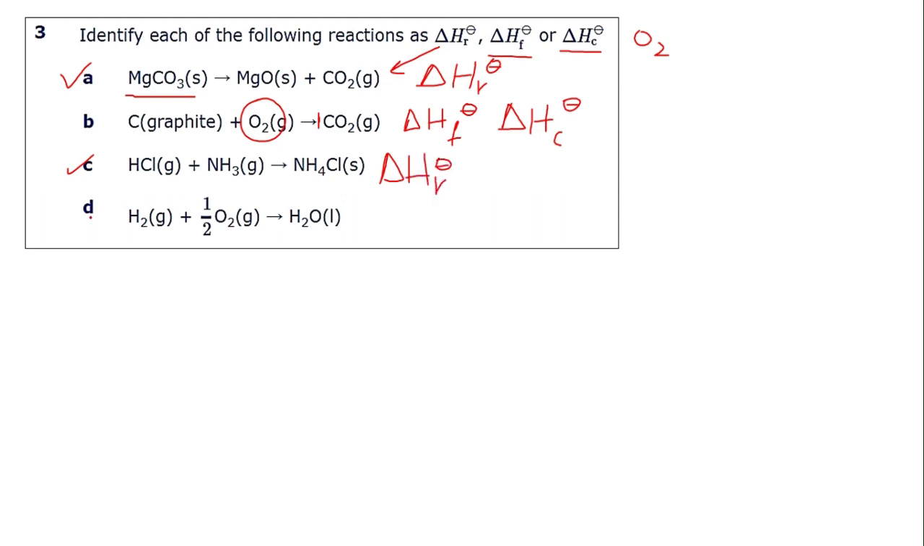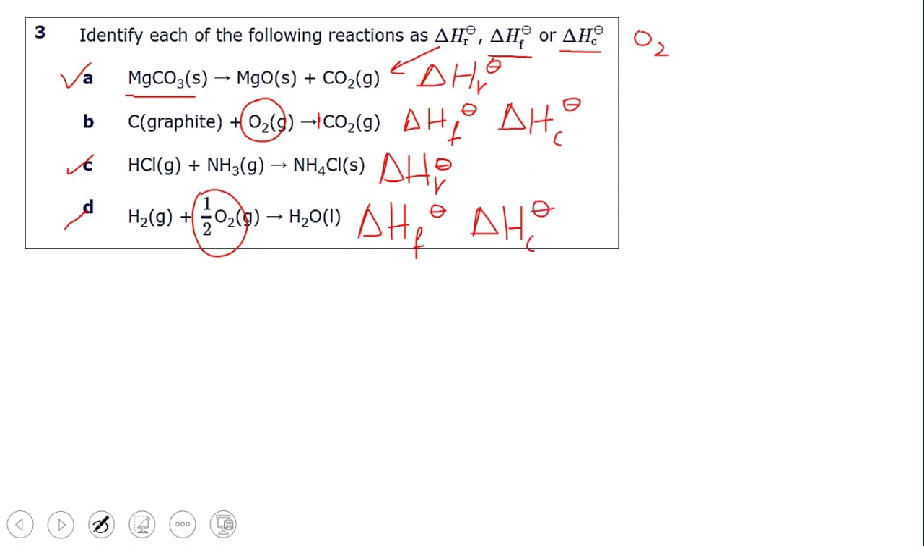If we see the next one, D, you can easily identify we have the hydrogen element, just one element. We have 1/2 oxygen, again an element, and it is producing 1 mole of product. So yes, it is delta HF, delta H formation. It also includes oxygen here, so it is also delta H combustion. But it is not delta HR because it has elements on the reactant side. So it will be just delta H formation and delta H combustion.